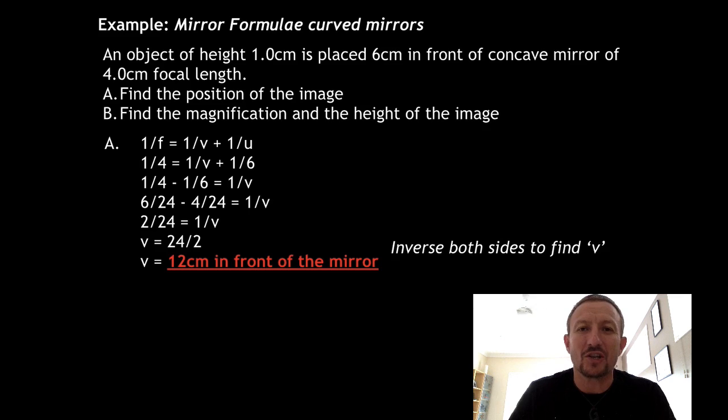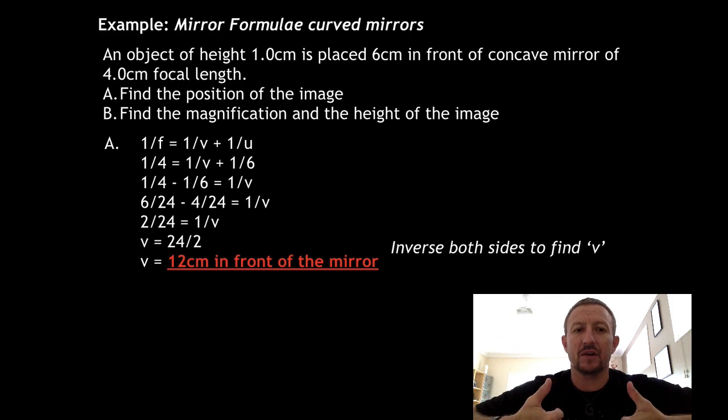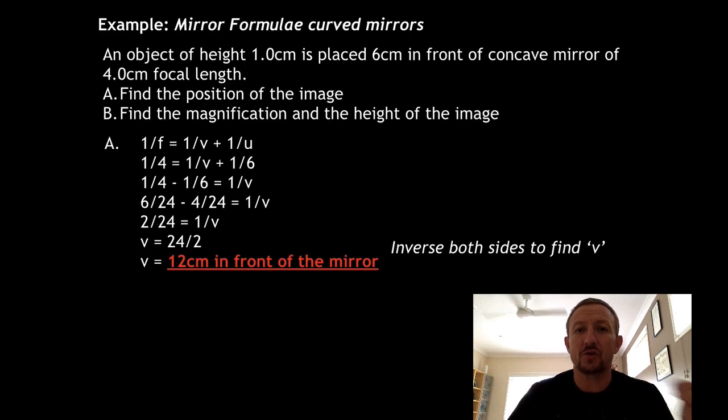So on that third line you can see I've got a positive quarter minus a 6th equals 1 over v. So we find a common denominator, which is 24, so I get 6 over 24 minus 4 over 24 equals 1 over v. So 2 over 24 equals 1 over v. Now I have to invert both sides because I don't want v being 2 over 24. It should be 24 over 2. As a result, the distance of the image is going to be 12 centimetres in front of the mirror.